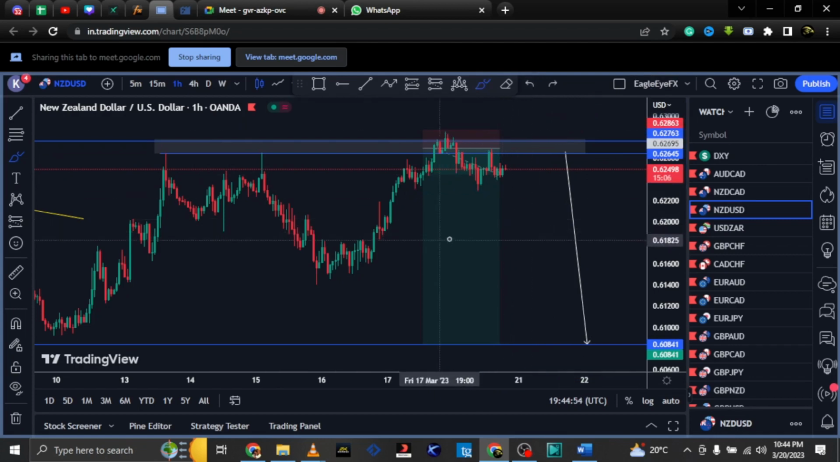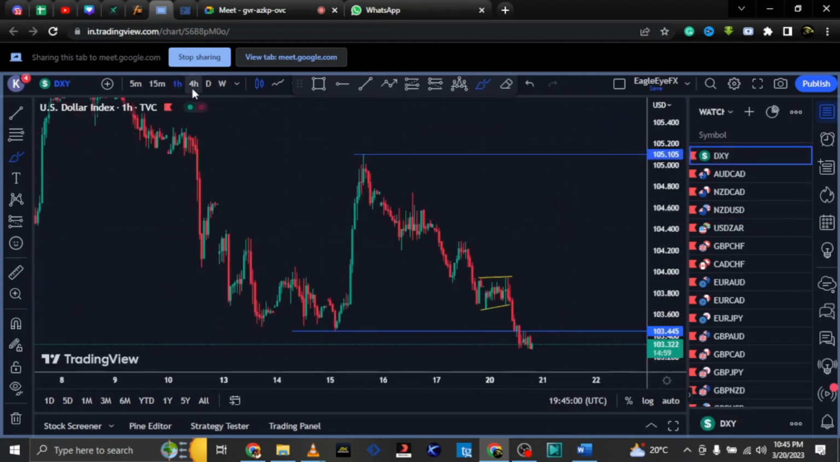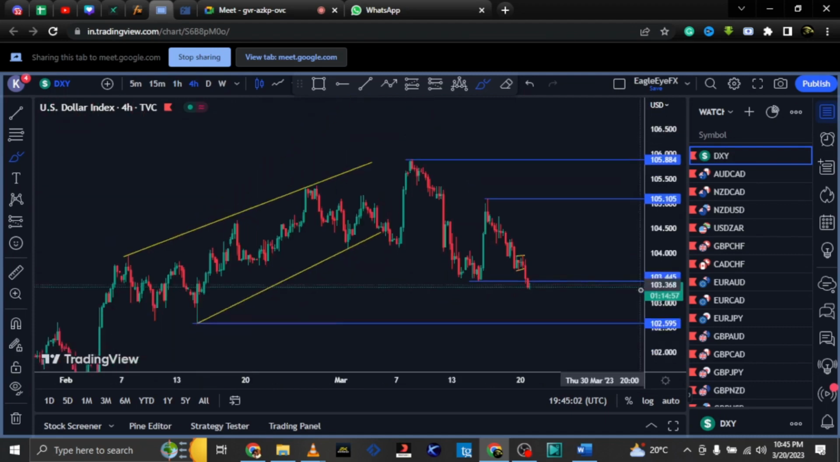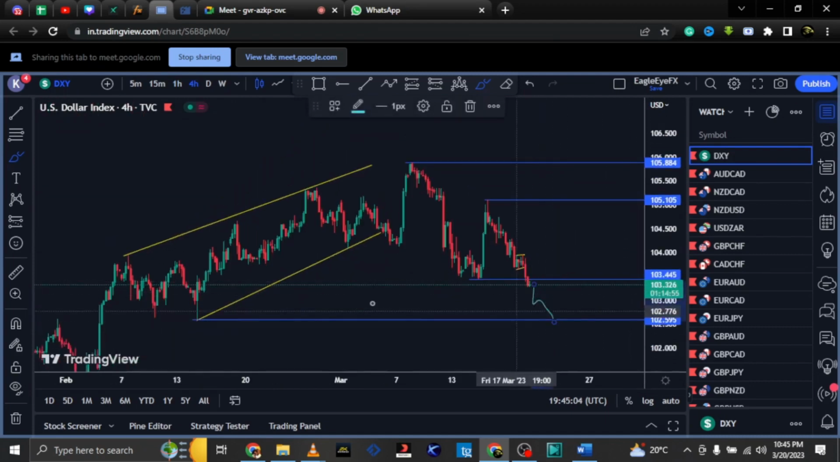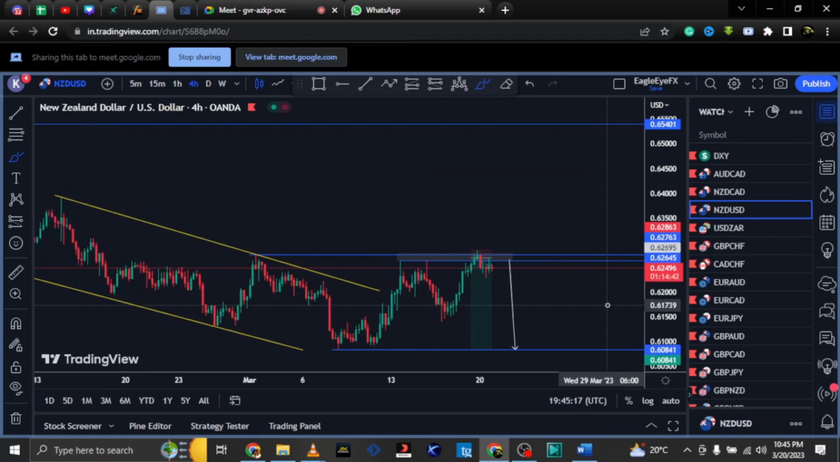So I'm looking for selling opportunities, but if I look at the dollar index, it seems as if it's going to continue to the downside to complete the 90% rule. So I'm not quite sure about it, but it's part of my watch list. I'm watching it, but you can share your thoughts. If not, we can just move on.